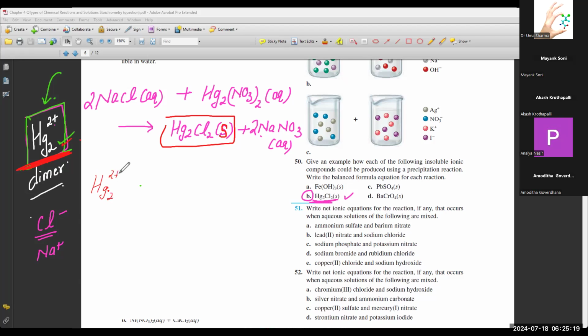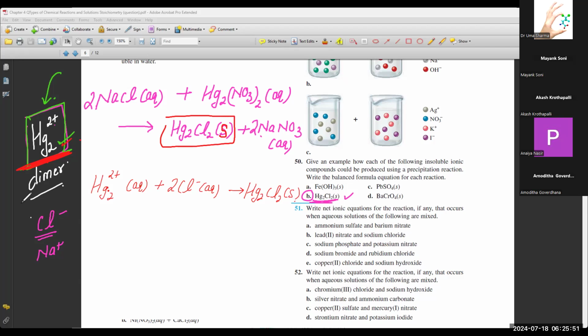Hg2 2 plus and 2Cl minus, giving you Hg2Cl2. Amodita? So when you are talking about ions, you have to show charges. Meg, are we clear? Akash and Ananya has already answered it.